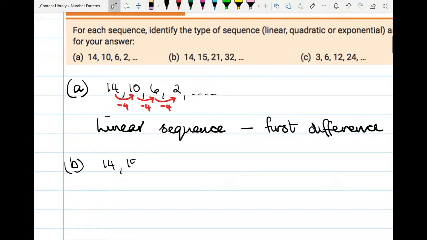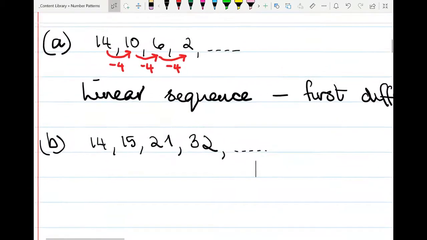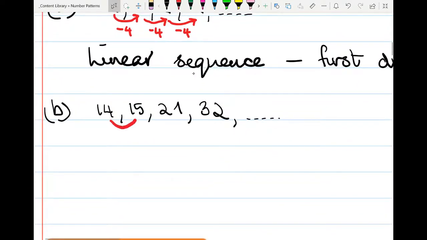So this is the sequence given in B. So let's have an examination here of this sequence. So from 14 to 15, that's an increase of 1. From 15 to 21, an increase of 6. And from 21 to 32, an increase of 11. Now it's very obvious straight away that that is not linear because those differences are not the same.